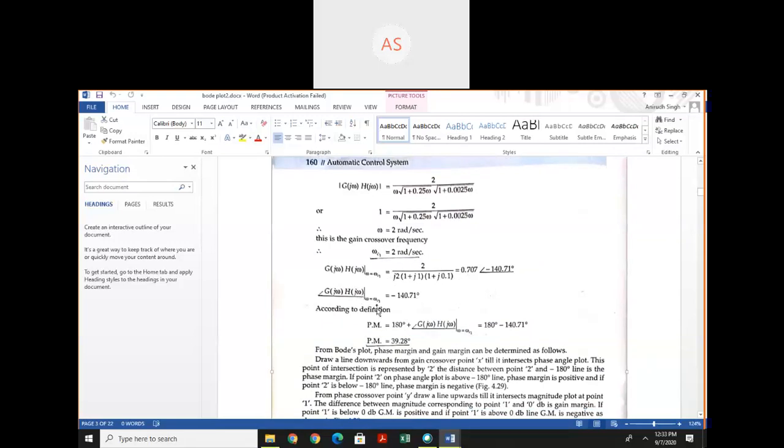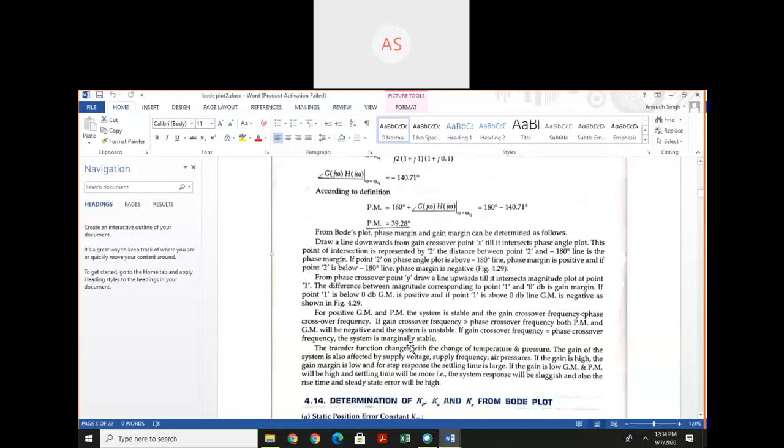From this expression we calculate the angle of G(j omega), and according to the definition, phase margin is given by 180 plus the angle of the transfer function, which is minus 140.71 degree, and PM or phase margin is 29.28. Gain margin is positive, phase margin is positive, it means that the system is stable.